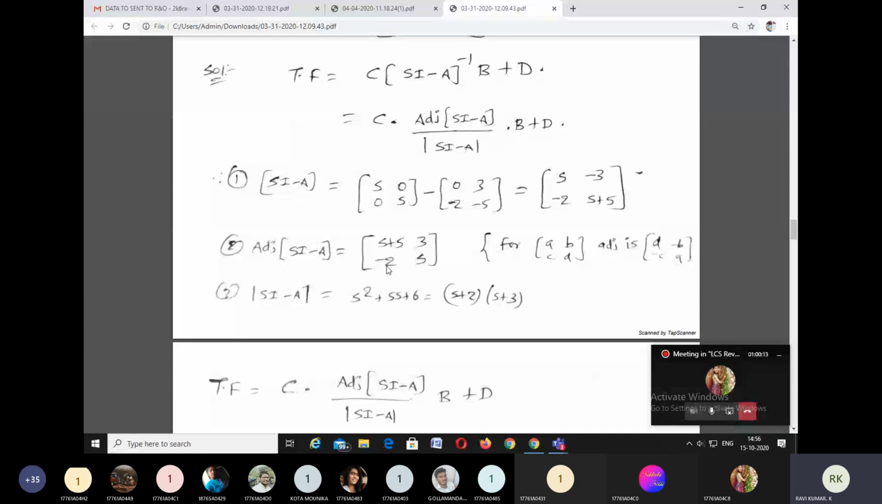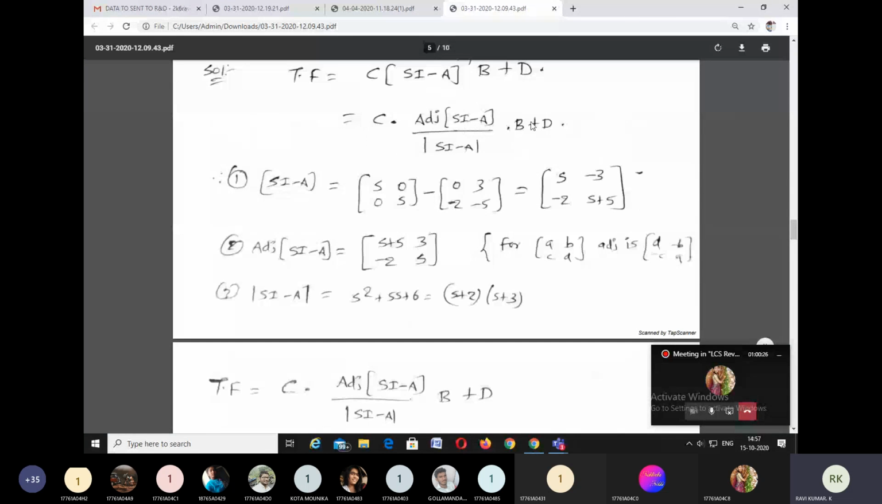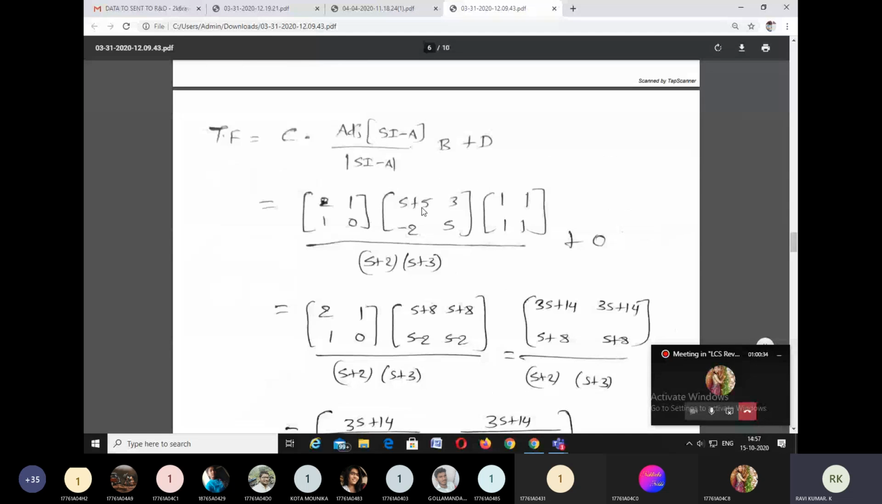So up to now what happened? Adjoint A by det A you got. Now this adjoint A by det A should be multiplied with the B, and the result again should be multiplied with the C, and then you have to add the D matrix, right? So that's why here this adjoint A by det A is multiplied with B, C, right? And that should be added with the 0. D is 0 in the problem, right? Now we have to multiply this.